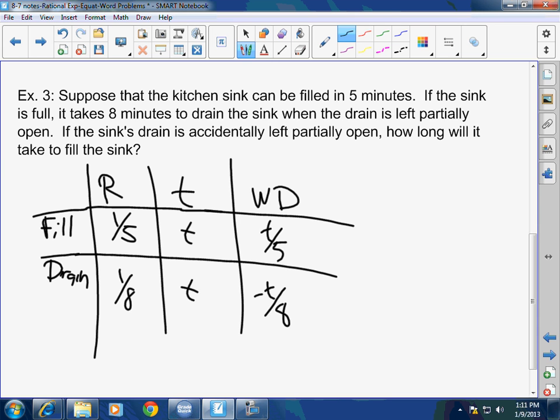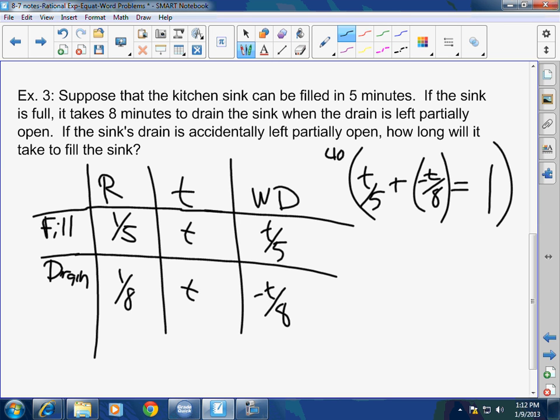Focus. If I'm draining something, am I not taking away water at the same time as it's filling? So the fill work plus the drain work, when will that give me one complete job? When will that give me one full sink? Same exact thing as always. This time we're going to multiply everything by 40. So I got 8t minus 5t equals 40. So 3t equals 40.